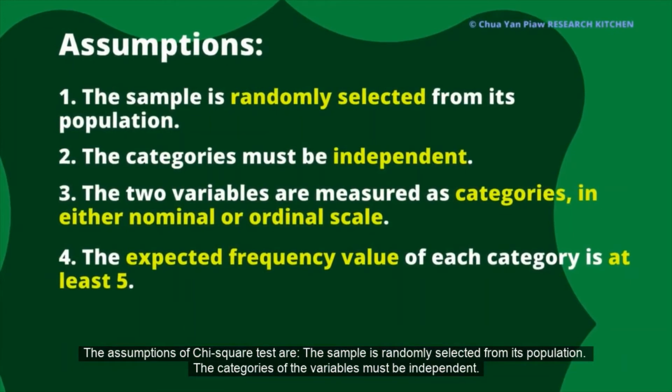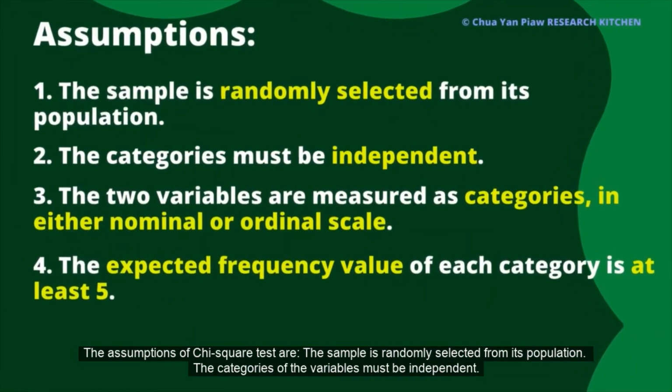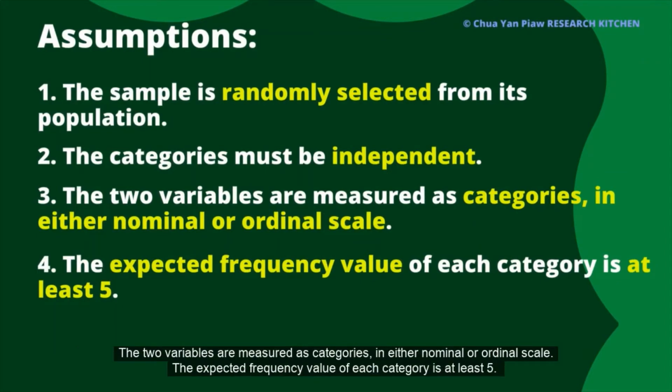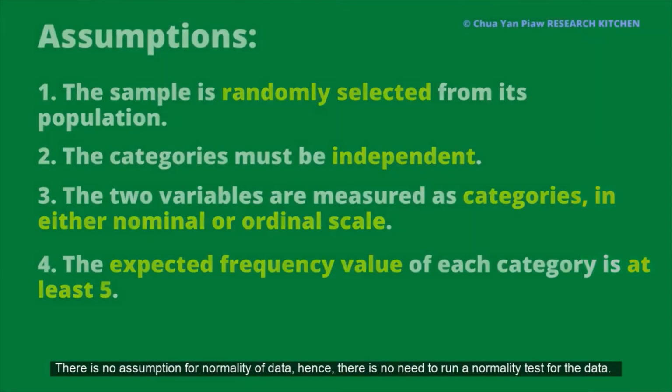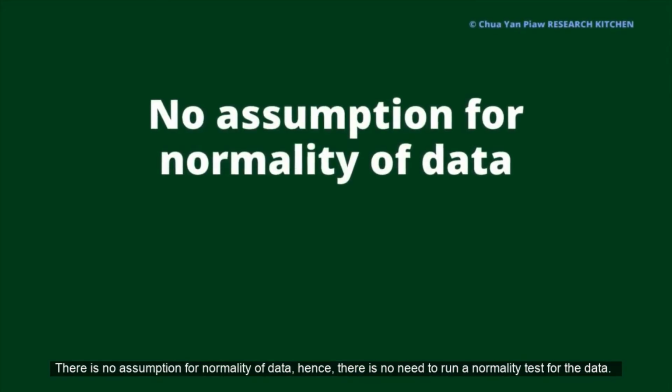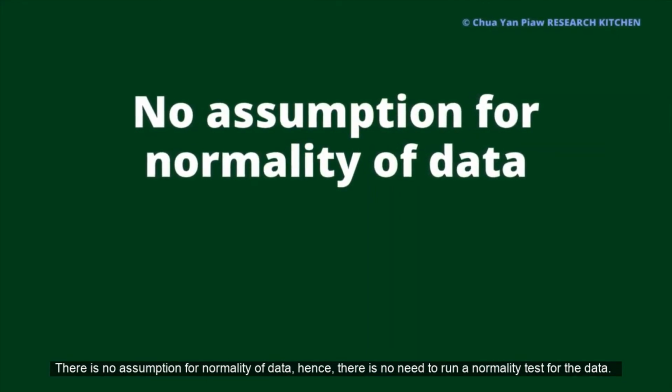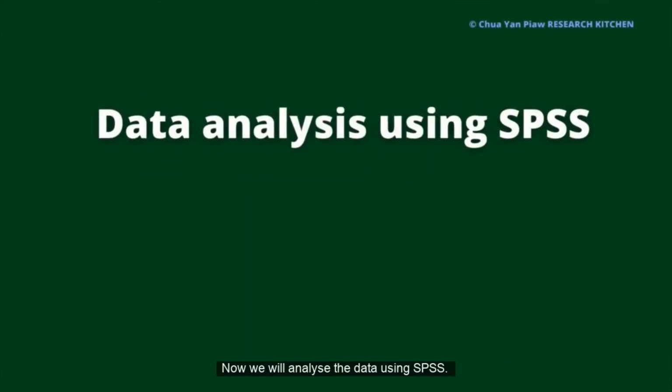The assumptions of the chi-square test are: the sample is randomly selected from its population. The categories of the variable must be independent. The two variables are measured as categories in either nominal or ordinal scale data. The expected frequency value of each category is at least 5. There is no assumption for normality of data. Hence, there is no need to run a normality test for the data. Now, we will analyze the data using SPSS.